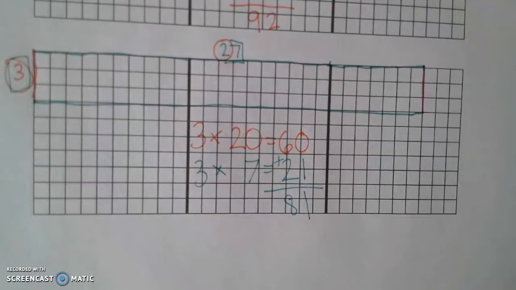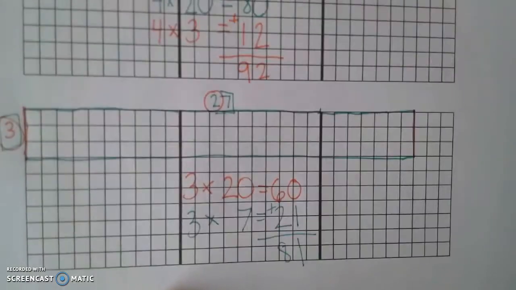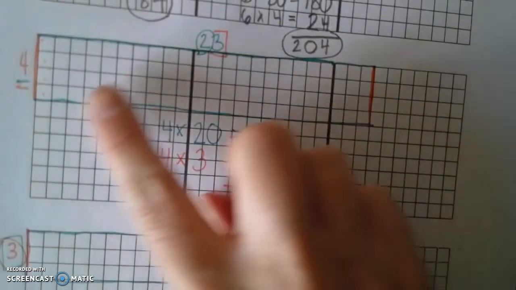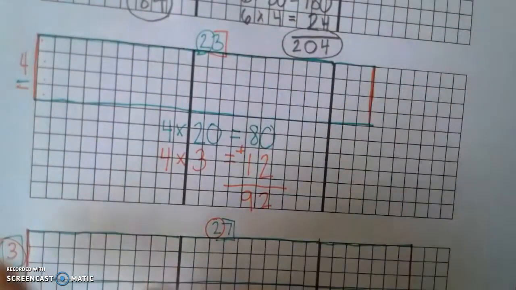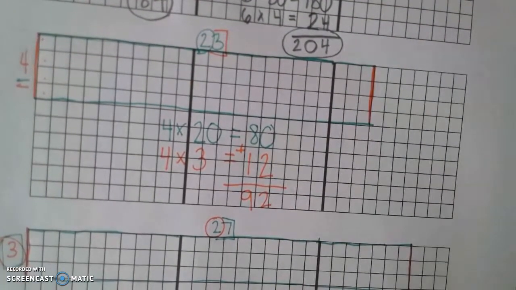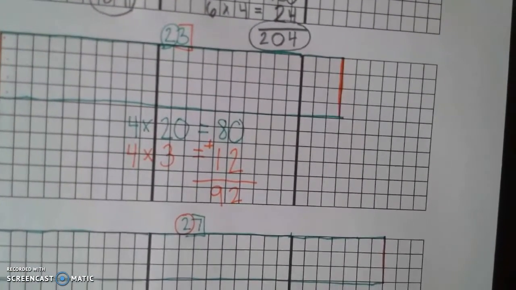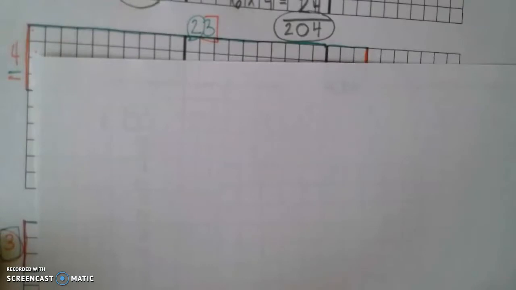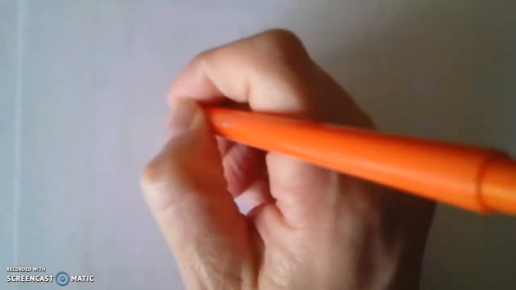Okay, friends. Now, I'm going to flip my paper over and I'm going to show you how to do what we call the standard method. I'm going to use the exact same problems we did up here, 4 times 23 and 3 times 27, so that you can see that we're going to get the same answers, we just might get there a different way. Okay, so I'm going to cover that up for now, and then we're going to do it. So it was 4 times 23.